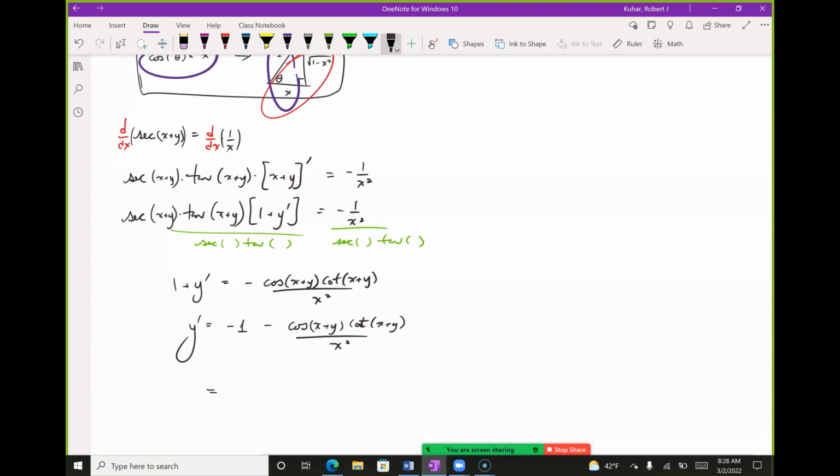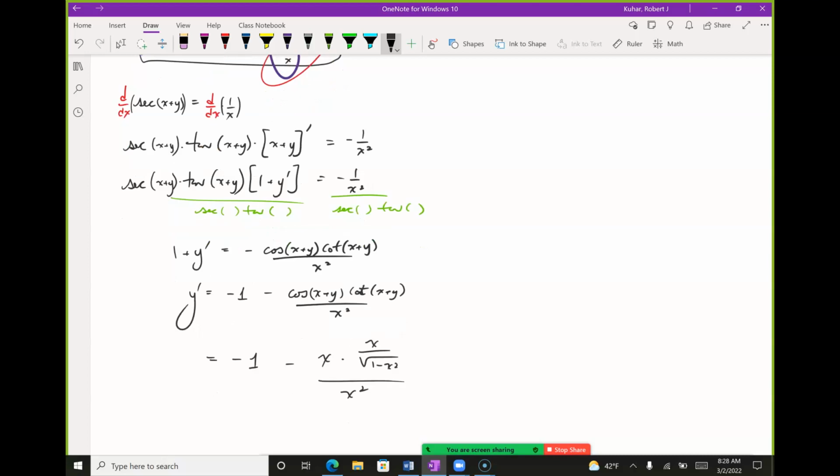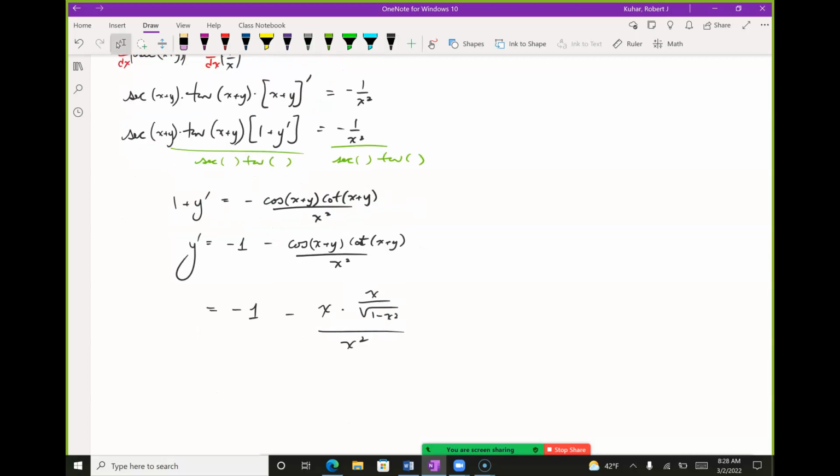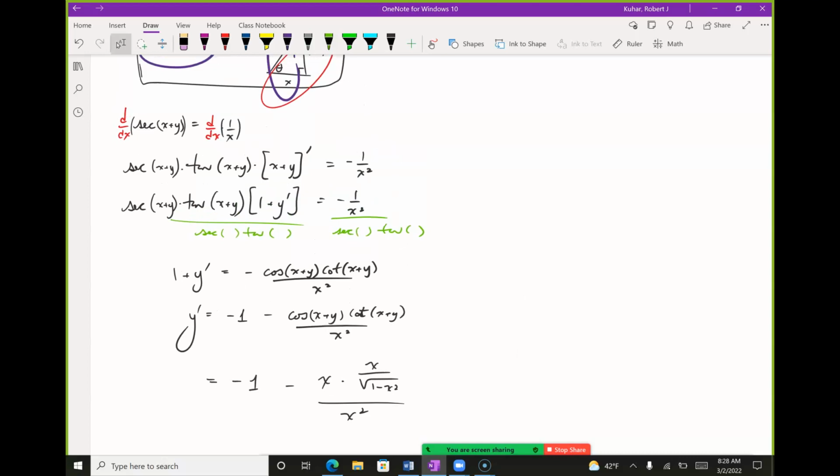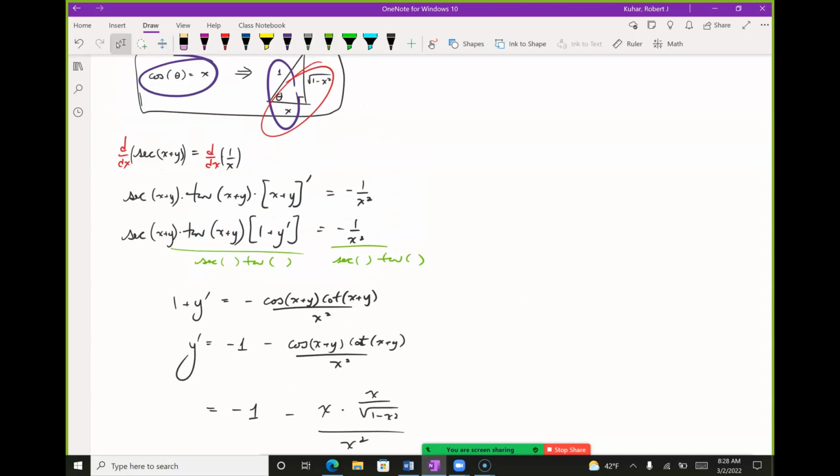So I get negative 1 minus x times x over square root of 1 minus x squared all over x squared. And it looks like the x squared's going to cancel. I hope you agree with me there. Everyone okay, first of all, before I move on, that where I got the cosine from, where I got the cotangent from? Yep, Manish is there. Noah's there. Tally. Nice.